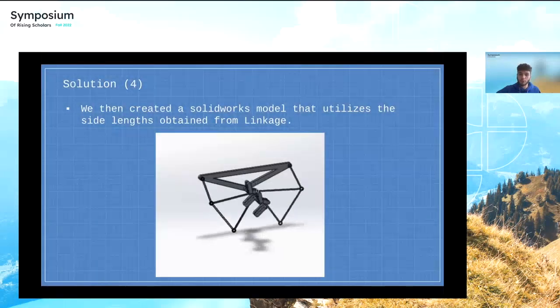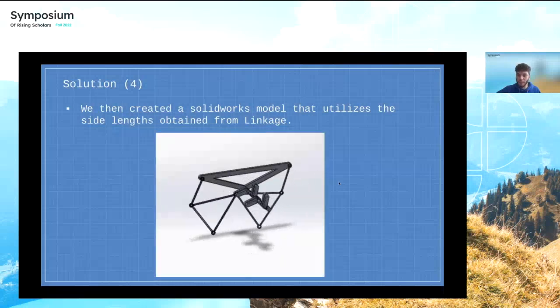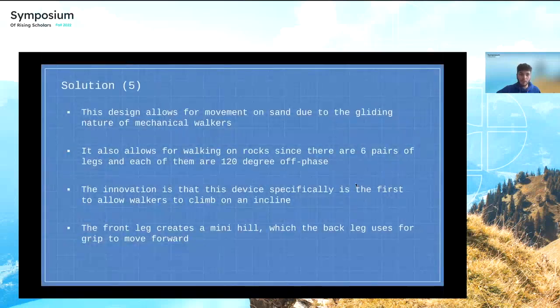So this is a SolidWorks model of just one leg, and a pair of legs working together on the crankshaft and the main body. This design allows for movement on sand, because a mechanical walker just allows for gliding. It also allows for walking on rocks because the crankshaft is separated by 120 degrees of phase, so it allows for moving on rocks, and it also allows climbing on an inclined surface because of the shape of the locus itself, or the footpath.